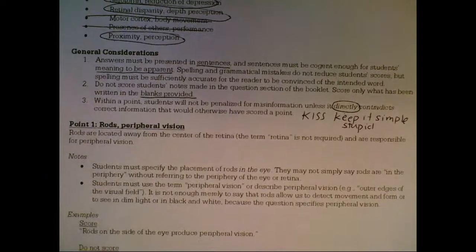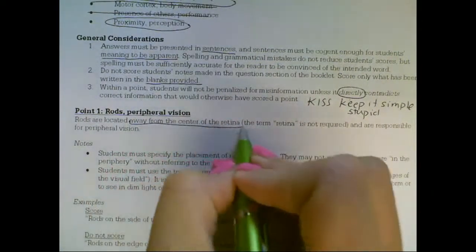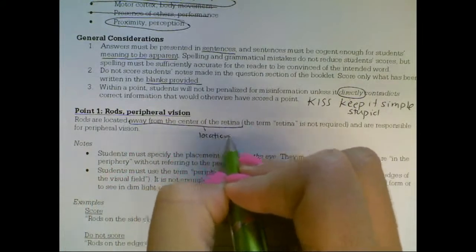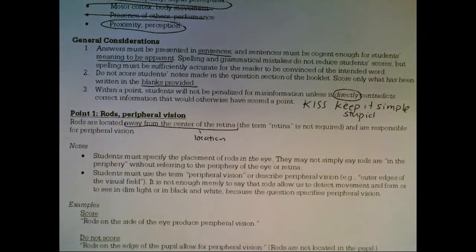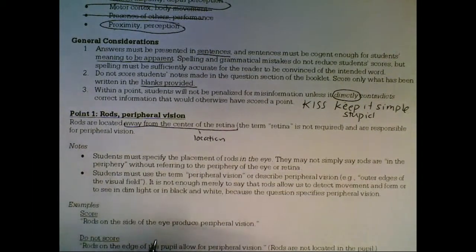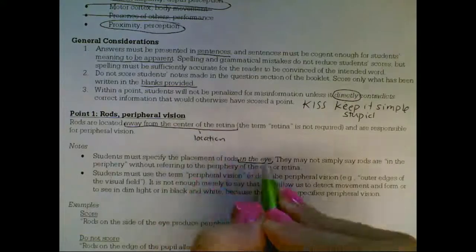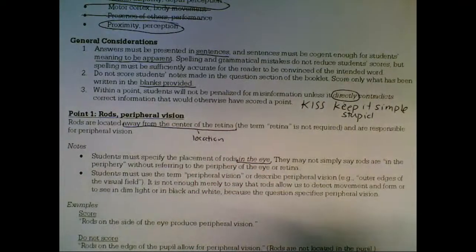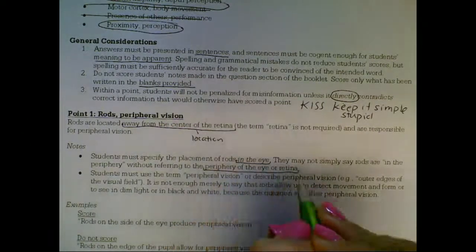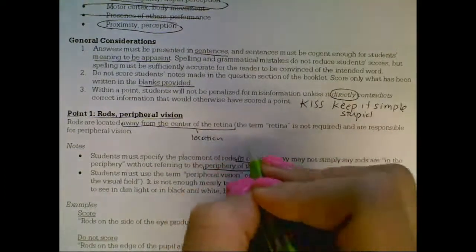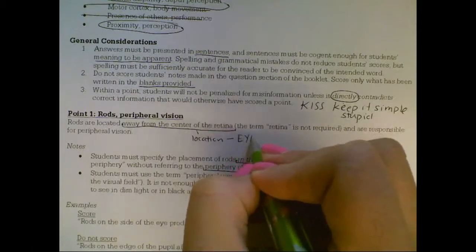If you scored a point for that, it says rods are located away from the center of the retina. So away from the center of the retina, this is their location. And the term retina is not required, and they are responsible for peripheral vision. So they're located apart from it, okay? So note, students must specify the placement of the rods in the eye. So retina indicated the eye, all right? They may not simply say rods are in the periphery without referring to the periphery as being in the eye or the retina. So in location, you probably jumped to your brain saying it's on the outside of the retina, but make sure you said eye.